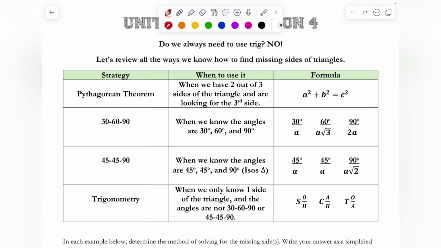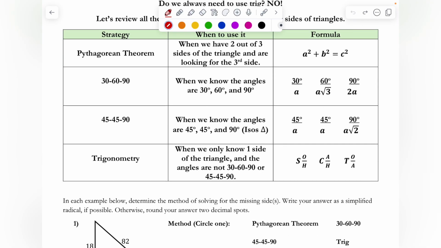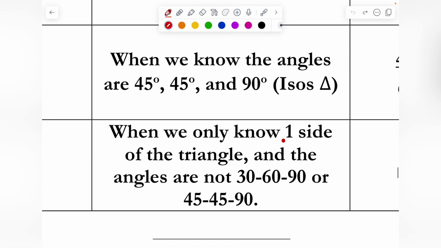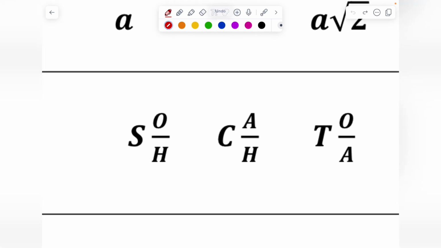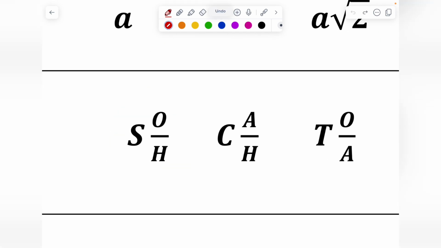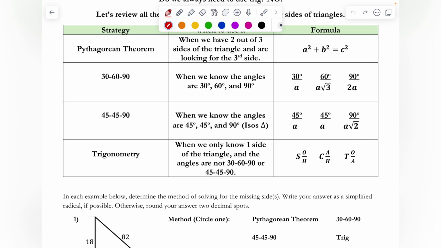Finally, I use trigonometry when I only know one side of the right triangle, and the angles are not 30, 60, 90, or 45, 45, 90. So there are some other angle measures besides those. Then I would use SOHCAHTOA. And so here's a reminder on SOHCAHTOA. And I like to write it like this so I can remember what goes where when I write my fractions.